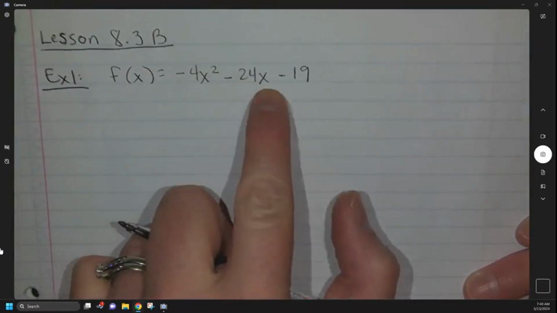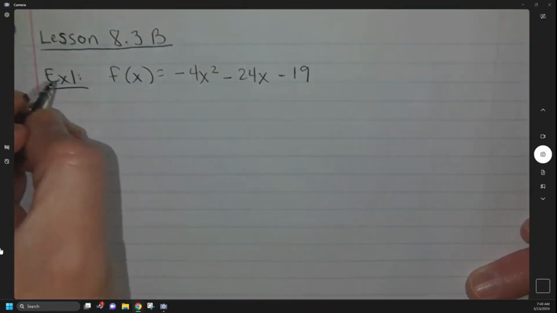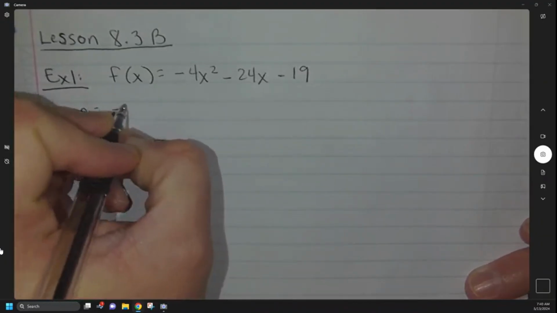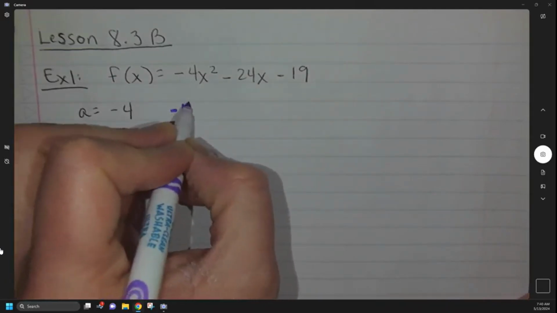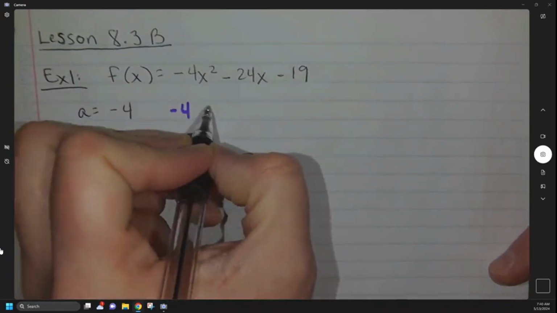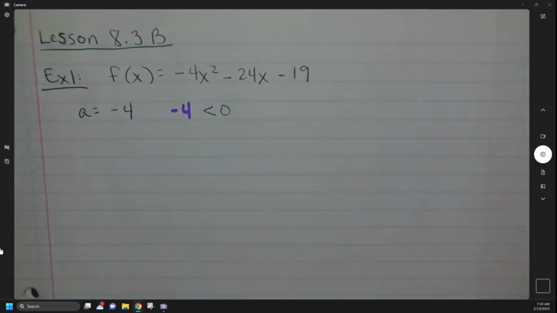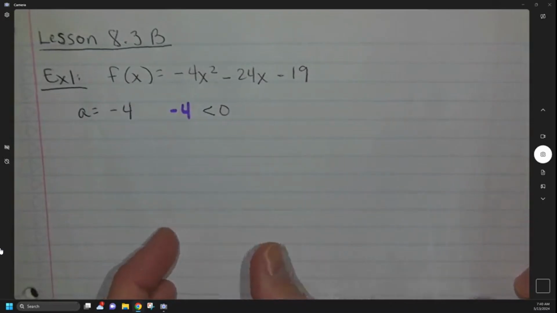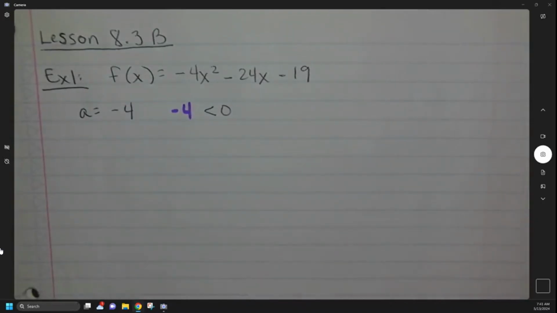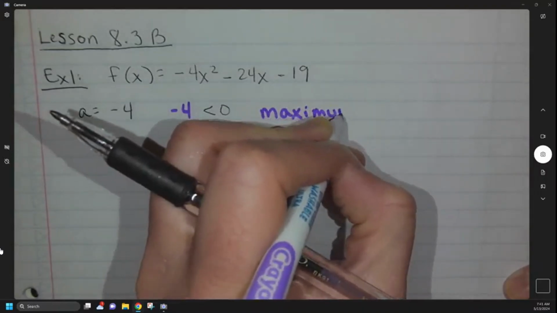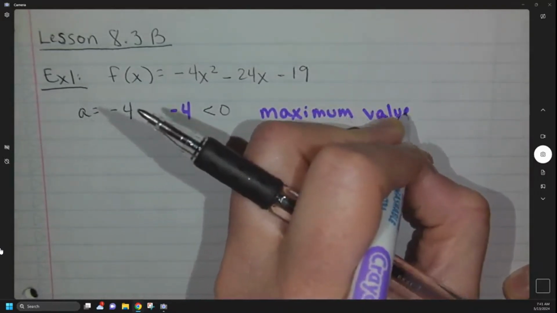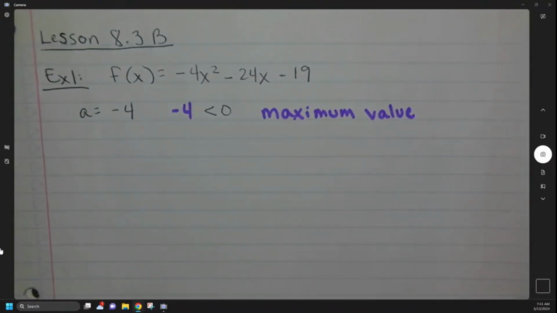So I'm thinking about this. Remember, this is A, B, and C. So I know that my A value is negative 4. I notice that negative 4 is less than 0, which means that my graph is facing downwards. So if my graph is facing downwards, that means that I have a maximum value. So then I have to go and find that maximum value.